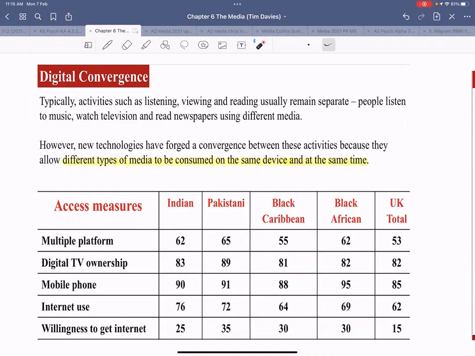Like I was giving you all an example, the usage of a cellular phone. Your mobile phone gives you the chance to do all these things together on one device. Clear? You can watch television, you can listen to your favorite music, you can read a newspaper. Do we get this? So we could refer to this as digital convergence.